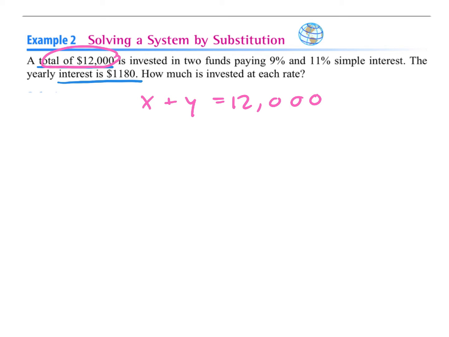And then what would our second equation be? 0.09x plus 0.11y equals 1,180. Yes, because 1,180 is how much we're paying in interest, and we're paying at these percents for the interest. So the interest all goes together, and the total amounts go together.